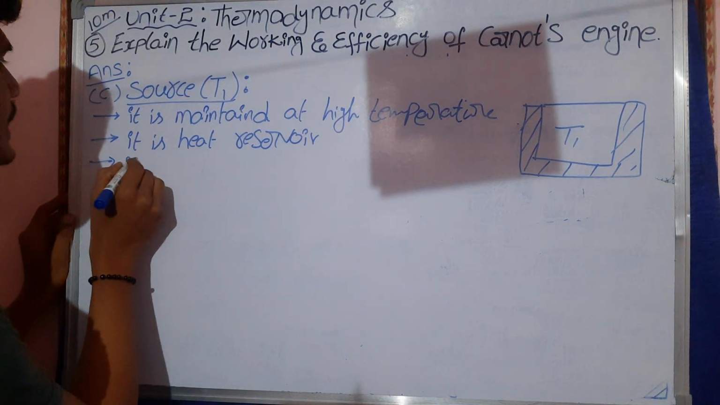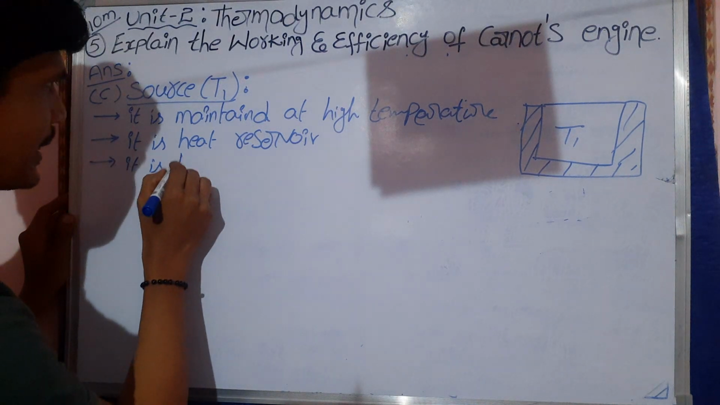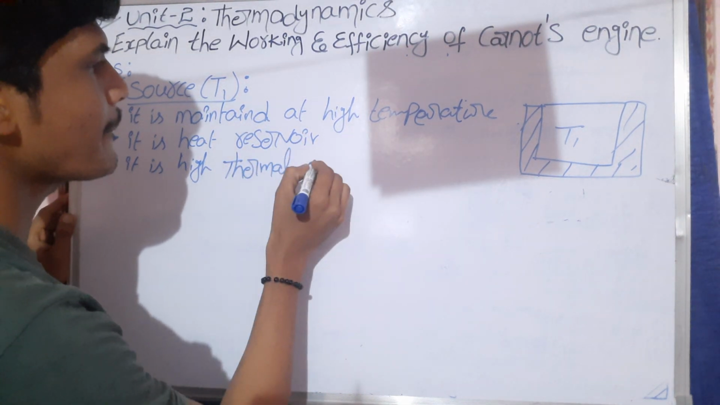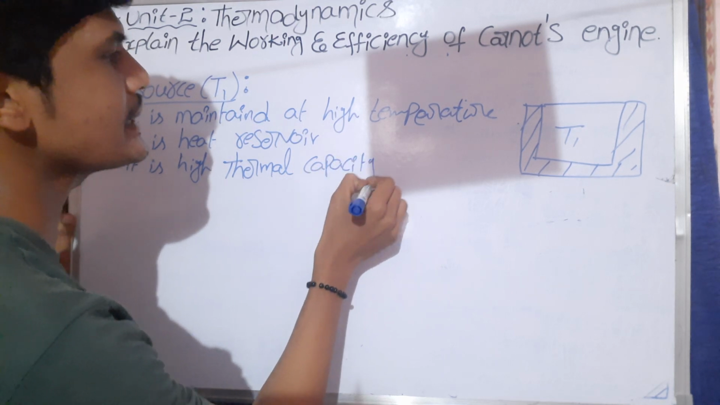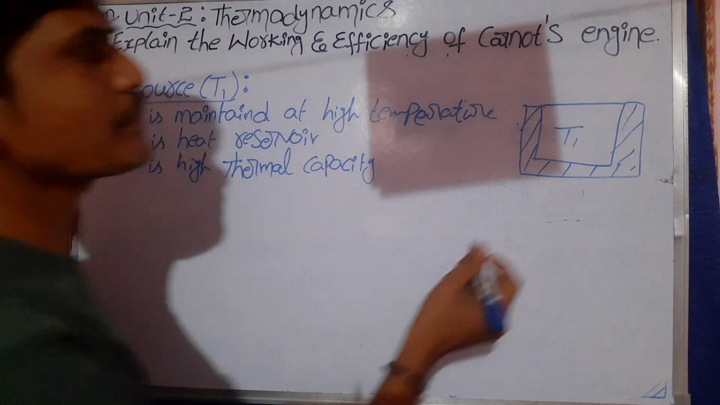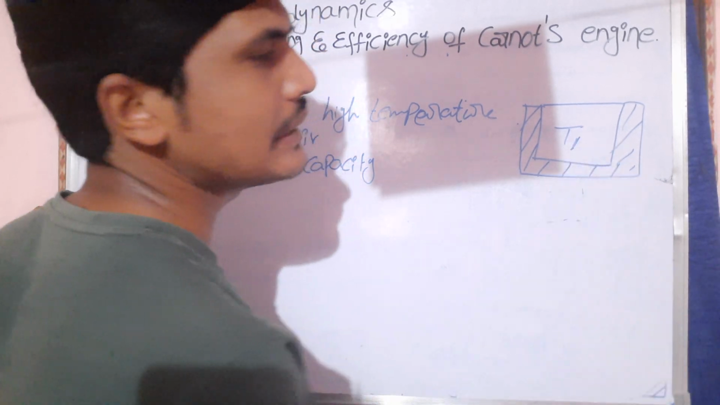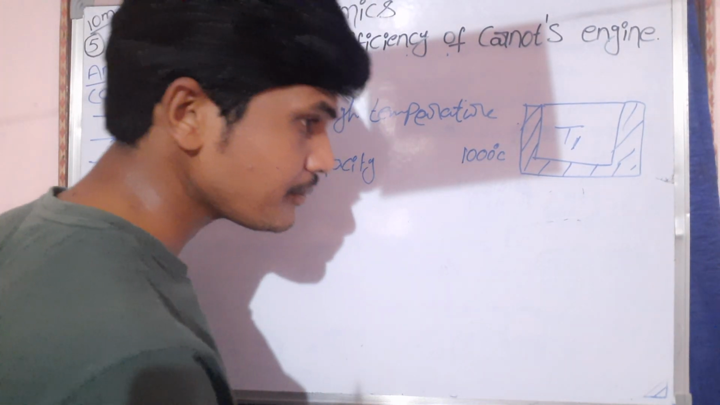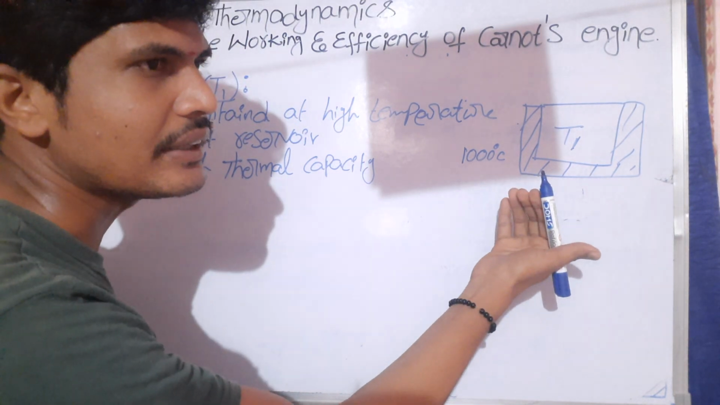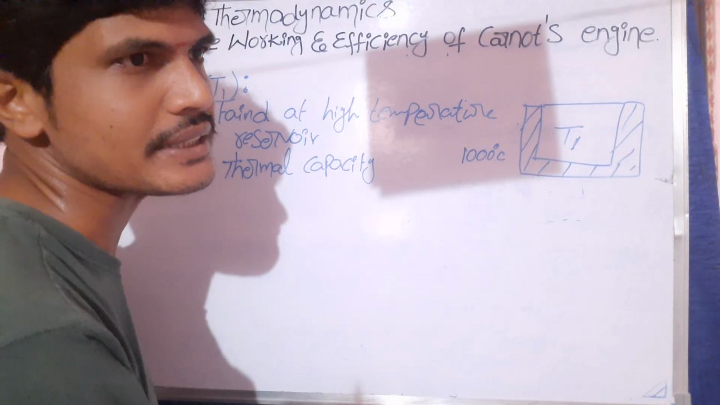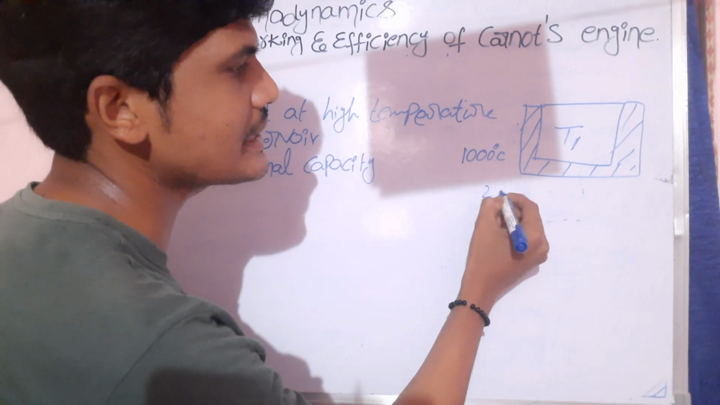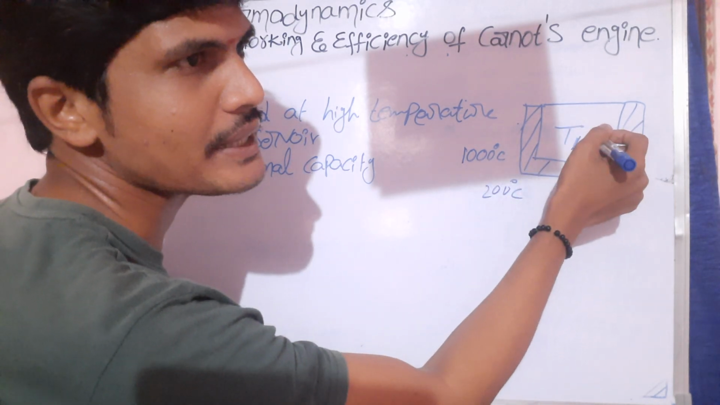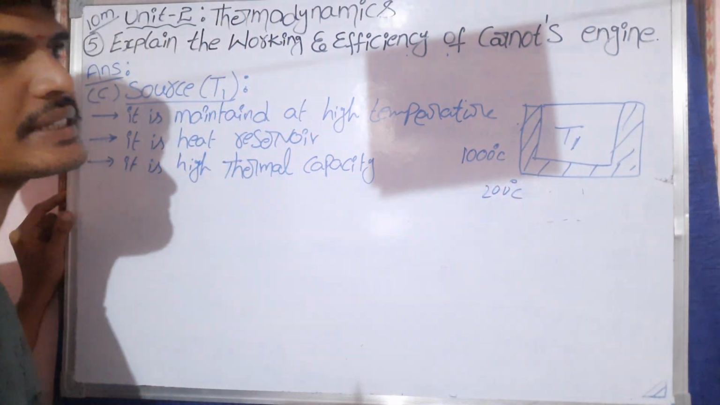Next, it has high thermal capacity. That means the source is at a high temperature T1, for example 1000 degrees Celsius. Even if some amount of heat is removed, the temperature does not change. It stays at 1000 degrees Celsius.